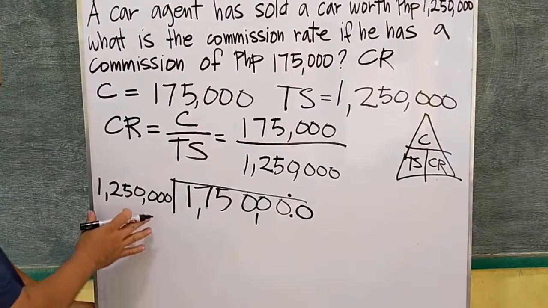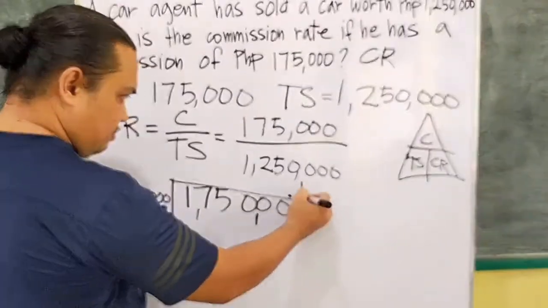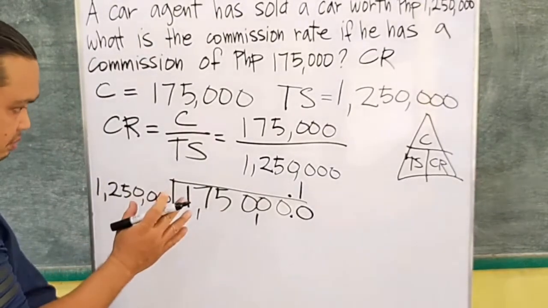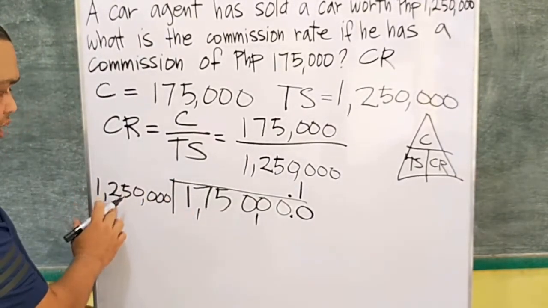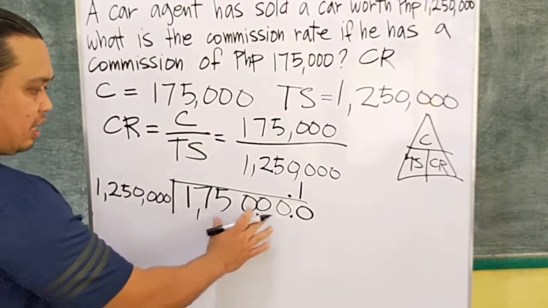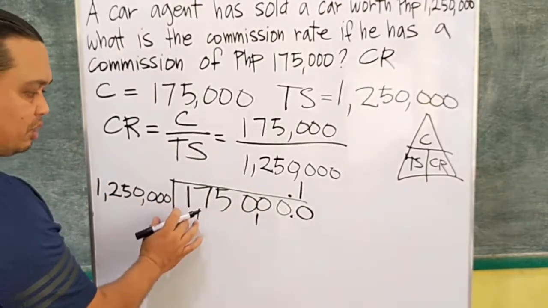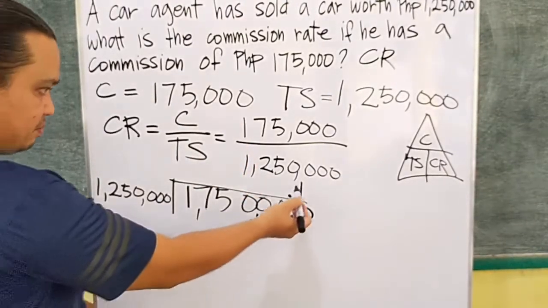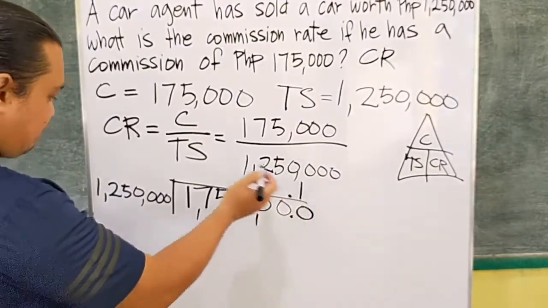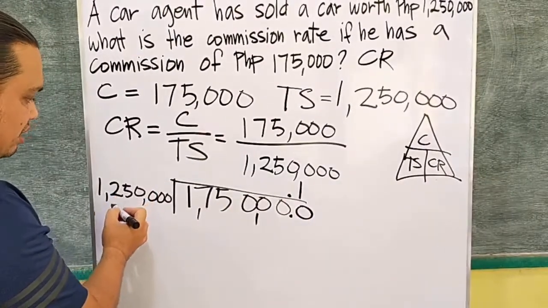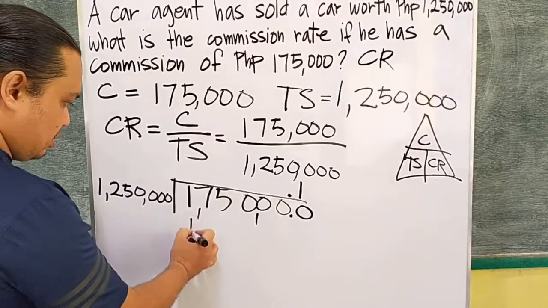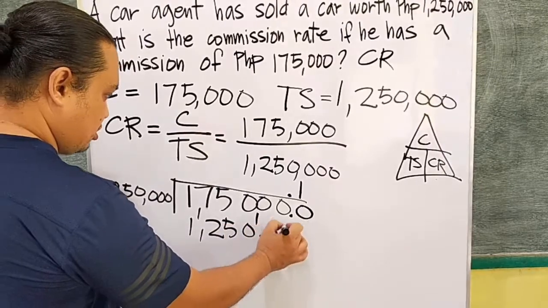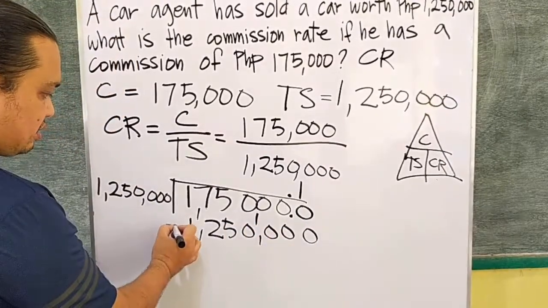Why? Because we can answer here 1. Because there is 1,250,000 inside 1,750,000. Okay, so let's multiply 1 times 1,250,000 is the same. That is identity property of multiplication. Just copy and let's subtract.